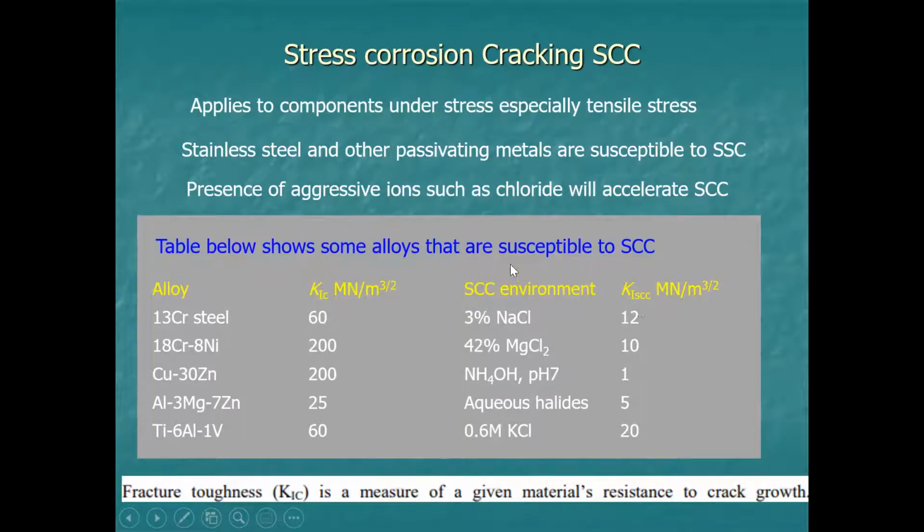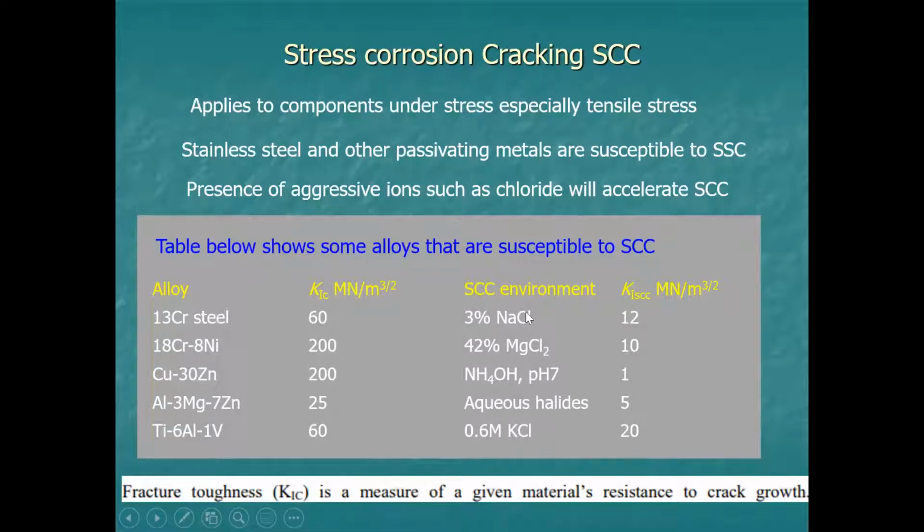So let's take a couple of examples. This is a 13% chromium steel, so it's a stainless steel, in other words. In air, it has a value of 60, but in 3% sodium chloride solution, that value of 60 goes down to a value of 12. So it's much lower. This is the reason why stainless steel should be used with caution, let's put it like that, when exposed to seawater. This is more or less a seawater solution. 3.5% sodium chloride would be a seawater solution, or more or less the strength of salt in seawater.